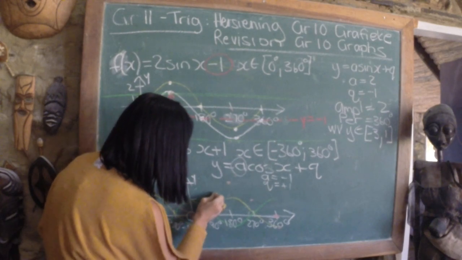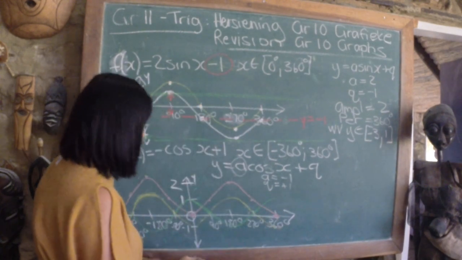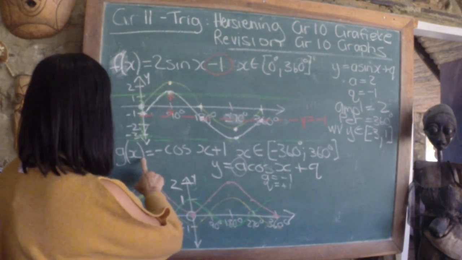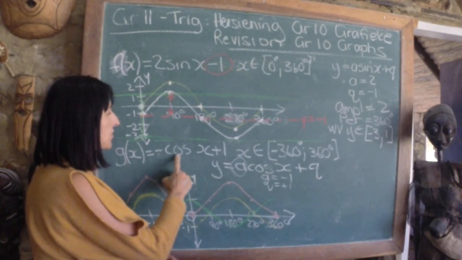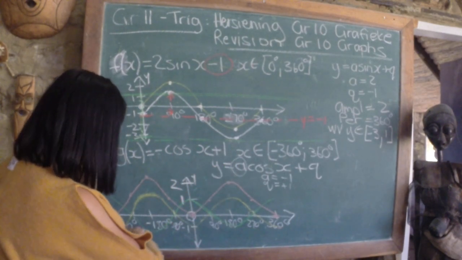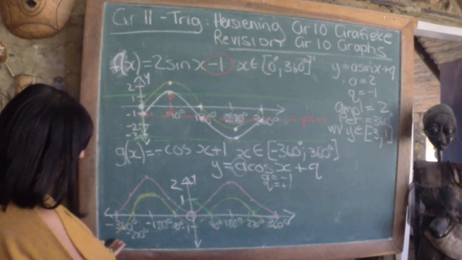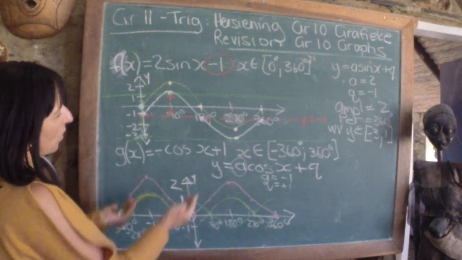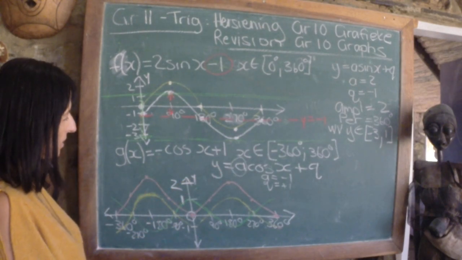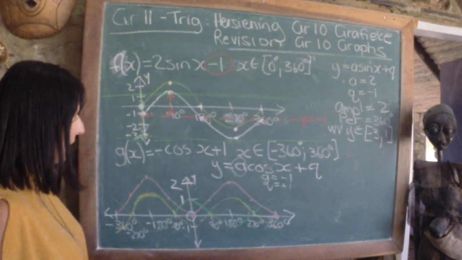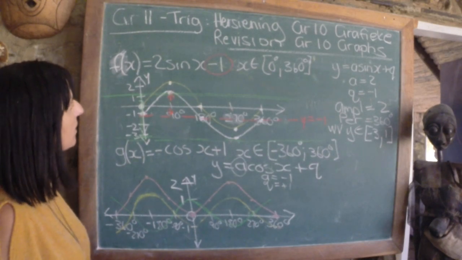1 upwards. And now we've got g(x) equals minus cos x plus 1. So my minus cos x function from minus 360 to 360 has been shifted up one unit. And that's the picture of my function. The brown one.